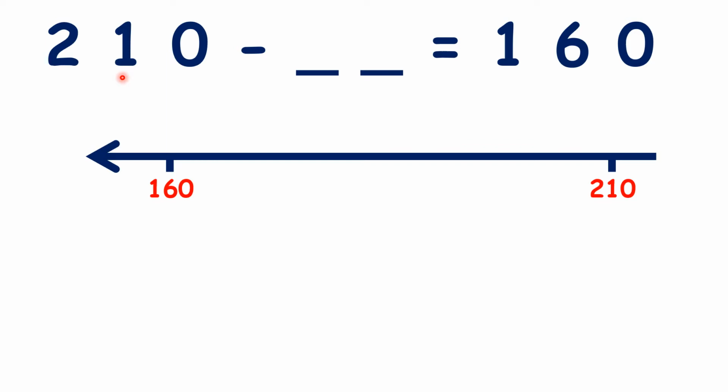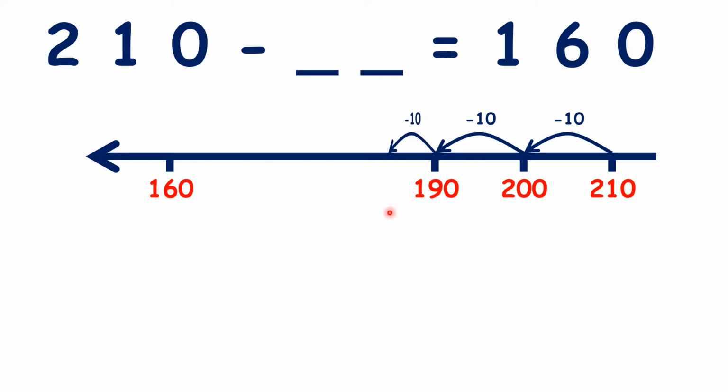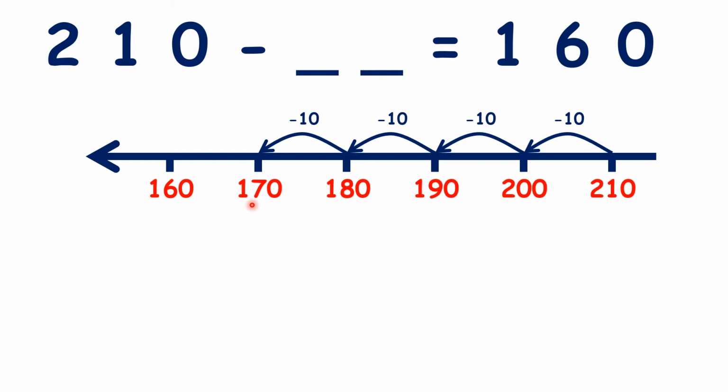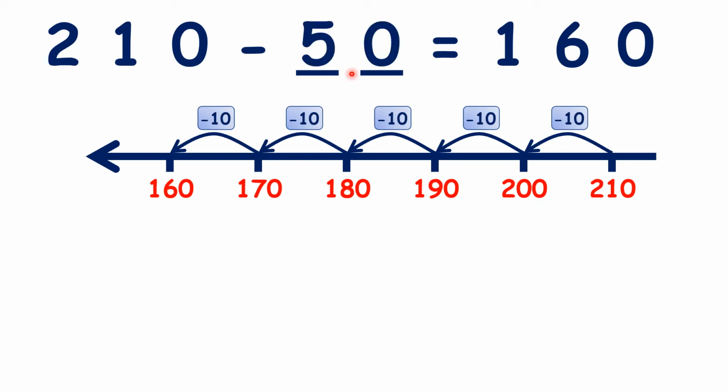So what do you have to subtract from 210 to get 160? Well, we could count on a number line. So from 210, we can count back in tens: 200, 190, 180, 170, and 160. We subtracted 10 5 times, so that's 50.